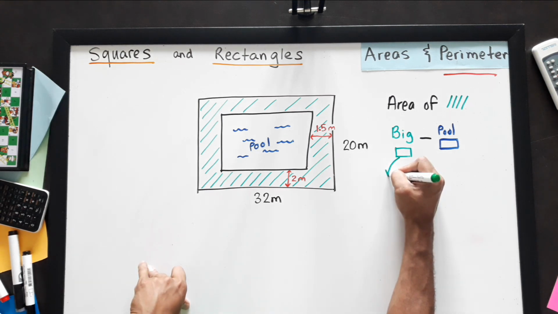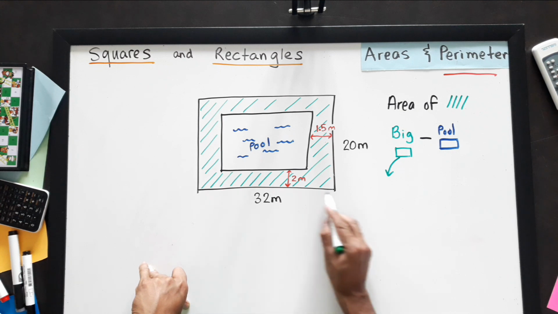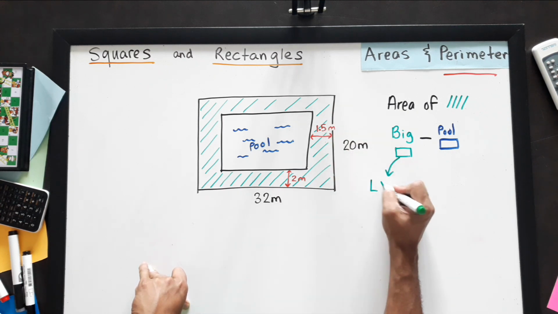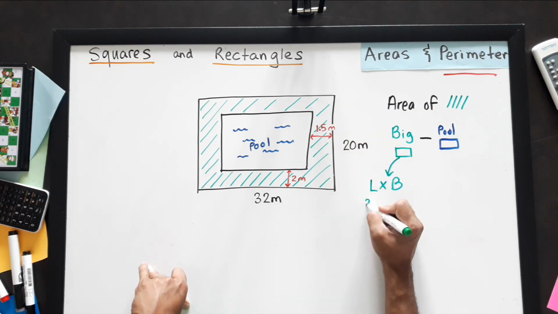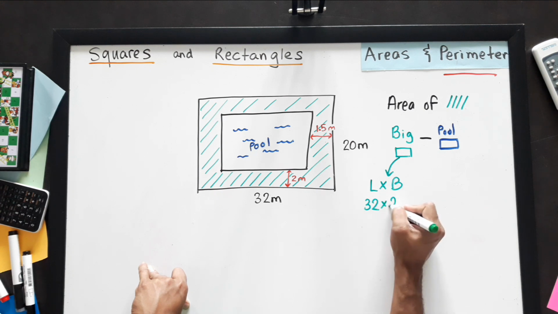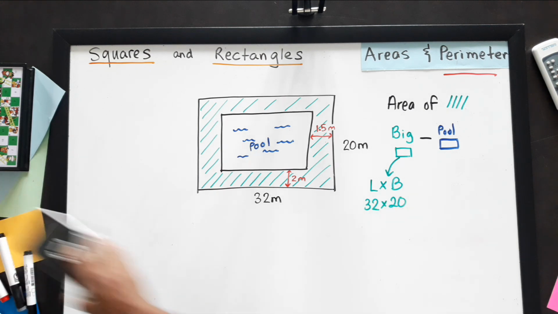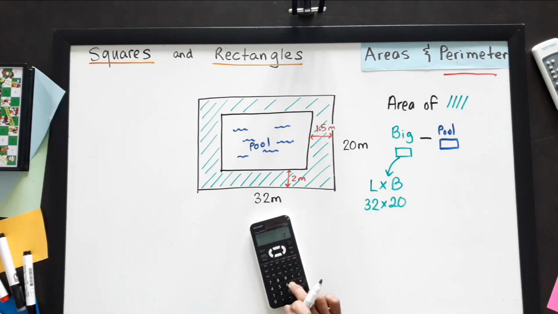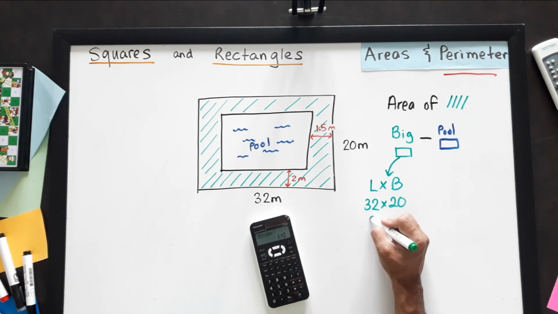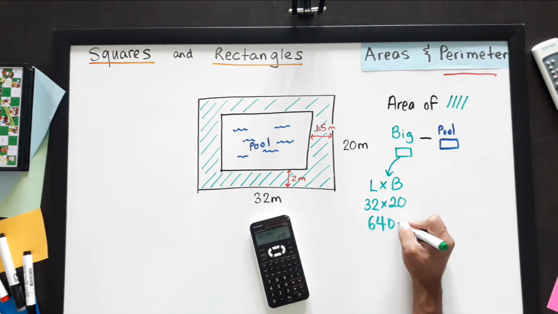That should be really easy. Length by breadth. 32 multiplied by 20, I believe that's 640, well, let me double check it. 32 multiplied by 20 is 640 meters squared.